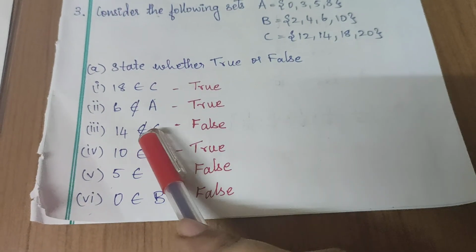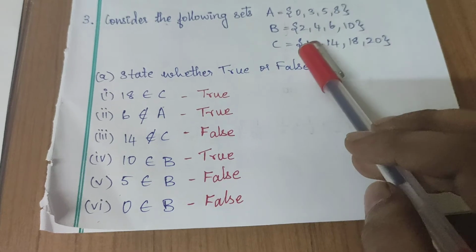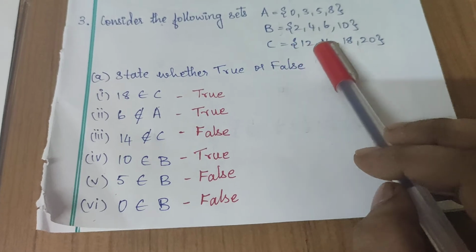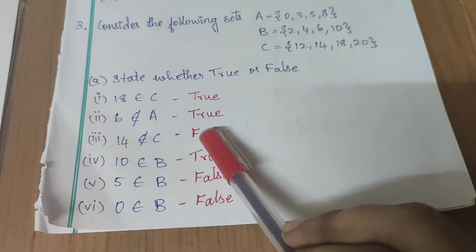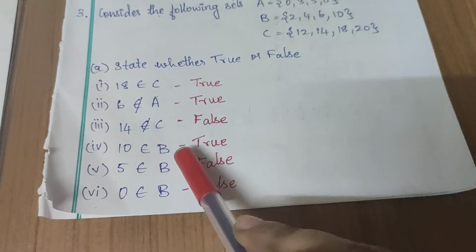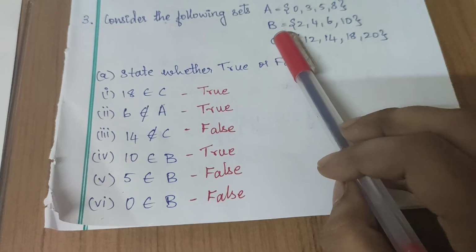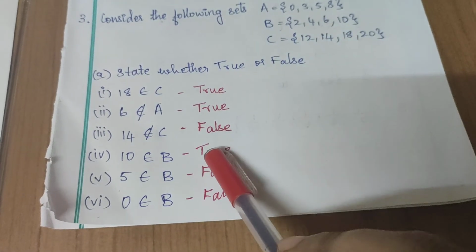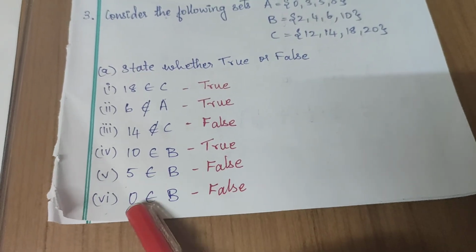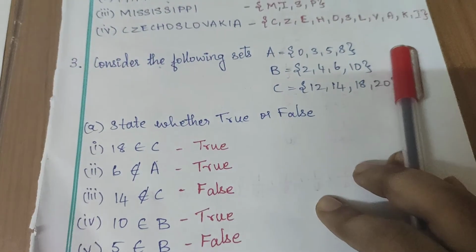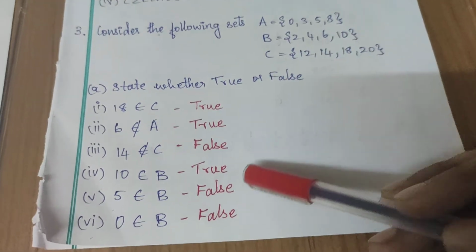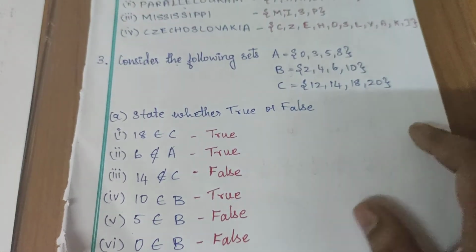Next one. 14 is not an element of C. But in set C, 14 is there. So this statement is false. The next one is 10 is an element of B. Yes, in set B, 10 is there. So the answer is true. Similarly, 5 is an element of B, 0 is an element of B. In set B, 5 is not there and 0 is also not there. So both answers are false.